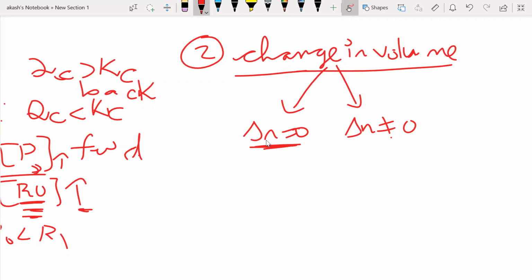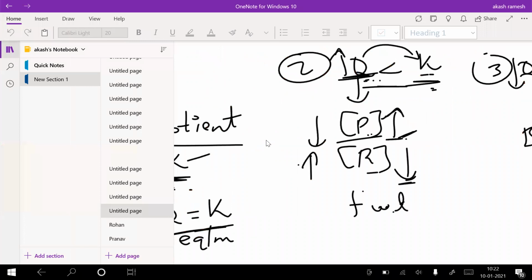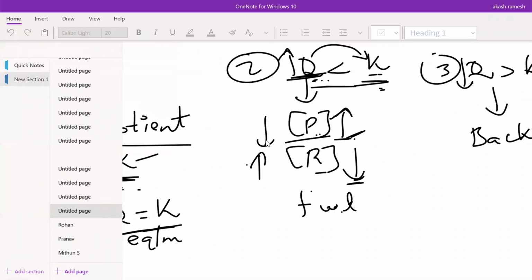Do you remember that when I have delta N equal to 0, all the volume terms in the Kc equation get cancelled? Yes or no? Yes. Hope everybody remembers. If anybody doesn't remember, please tell me. I'll show you. I have the pages with me. You want me to show it? Okay, let me check. Where is it?